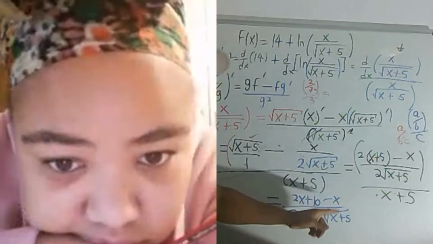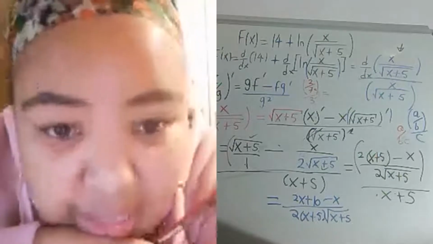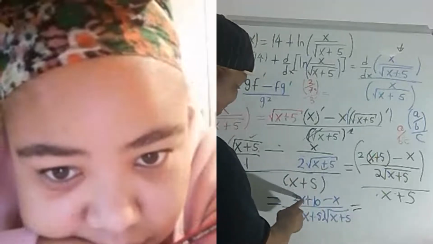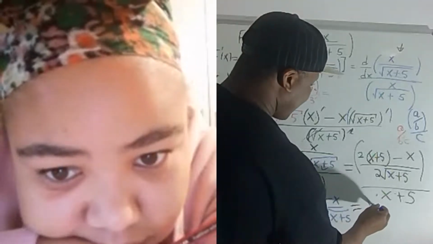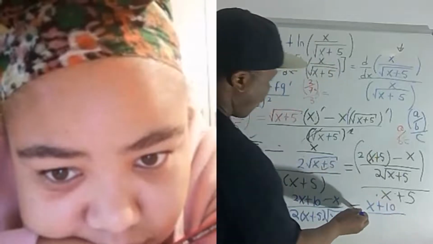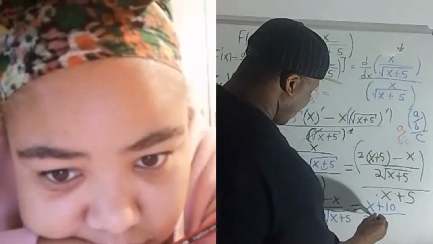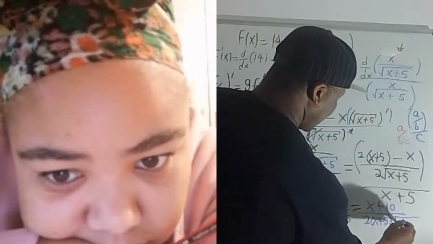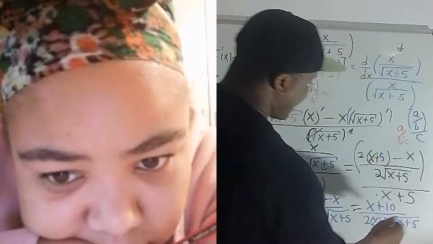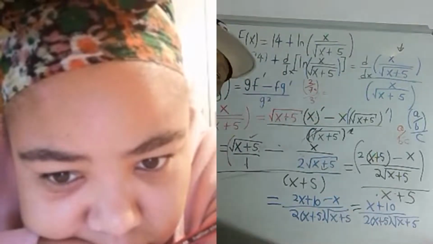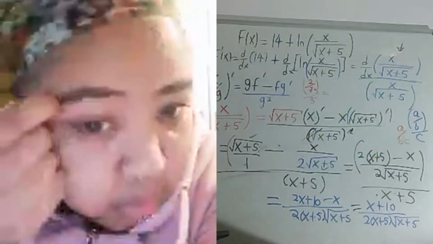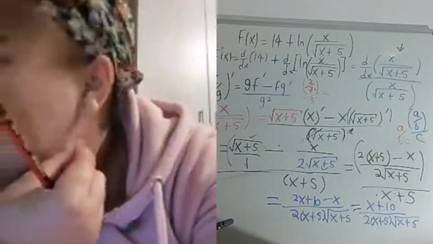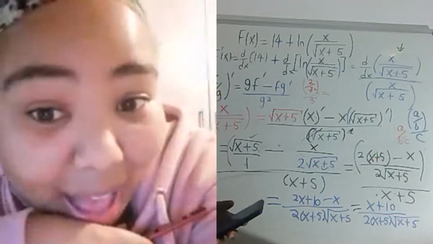What is 2x minus x? X. So then finally, it's going to be x plus 10 over 2 times x plus 5, square root of x plus 5. It is going to be a final answer. Now let's check in our page and see. That's the answer. No, but it's not the same.